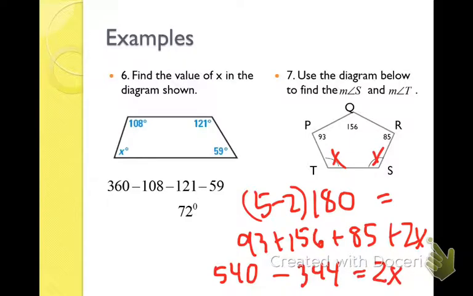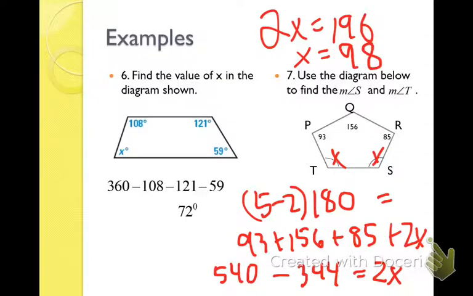So then we have to solve. 2x equals 196. We'll finish it up here at the top. 2x equals 196. So x equals what? Divide by 2. So x equals 98, right? If we finish the problem. Any questions on that? X equals 98.